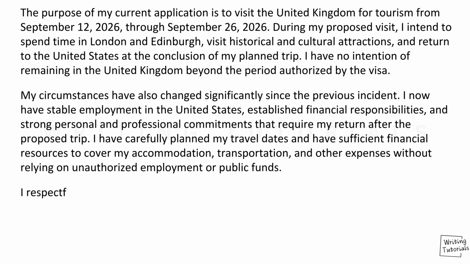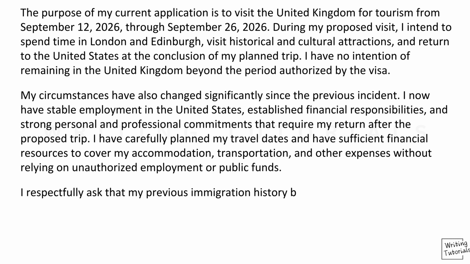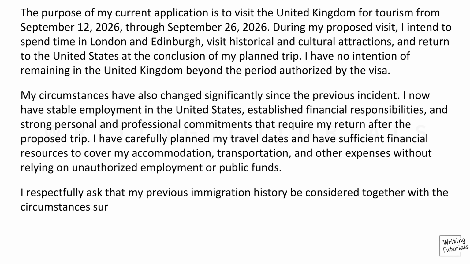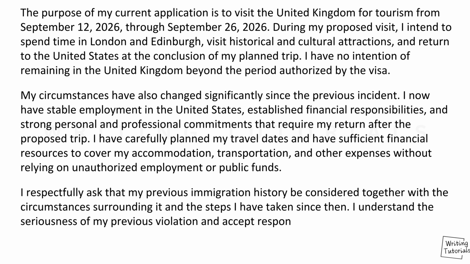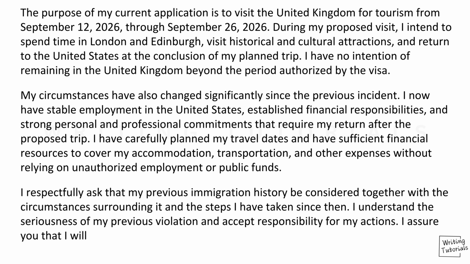Now we reach the main request. The sample says, "I respectfully ask that my previous immigration history be considered together with the circumstances surrounding it and the steps I have taken since then." This is the central request of the letter. The applicant is not asking the visa officer to ignore the previous violation. Instead, she is asking the officer to consider the complete history, including what happened afterward.